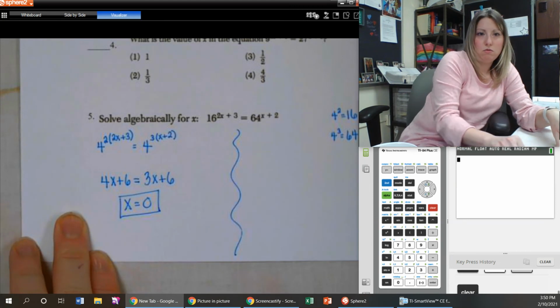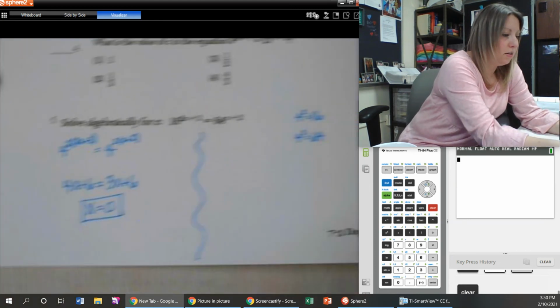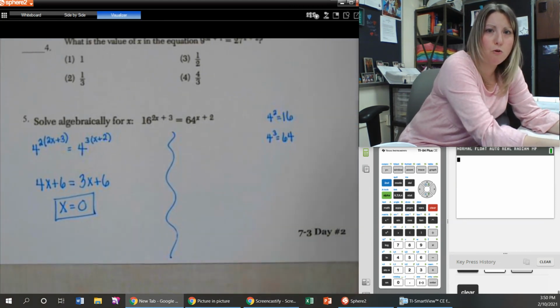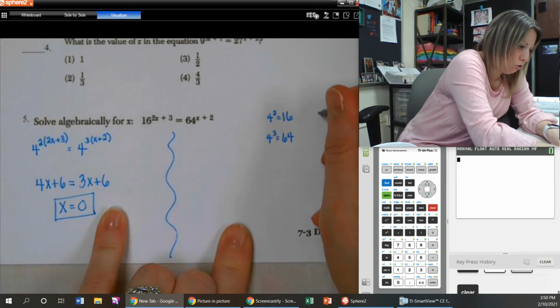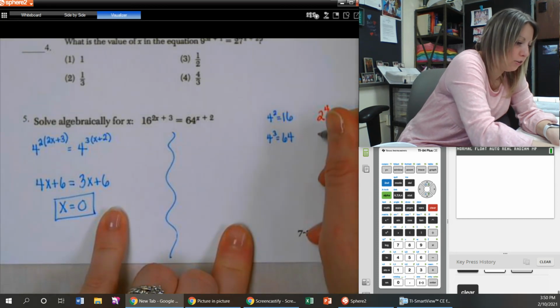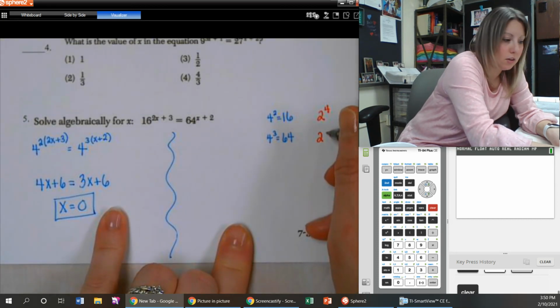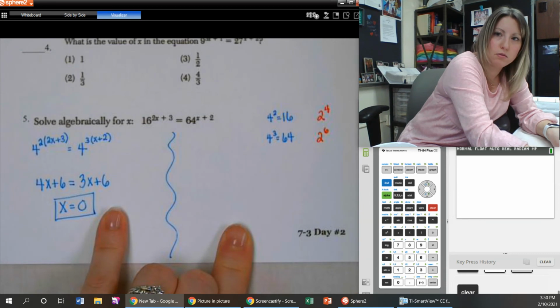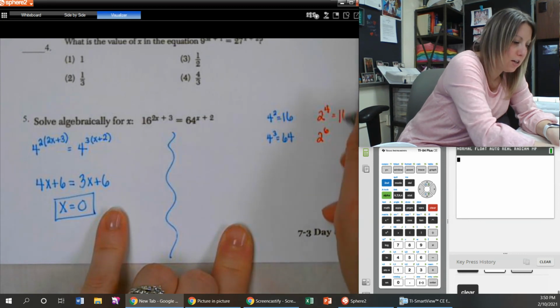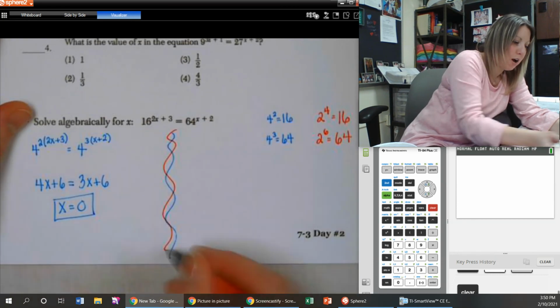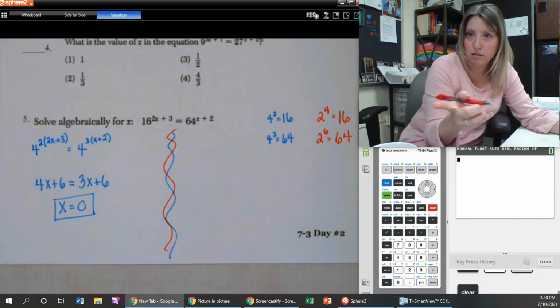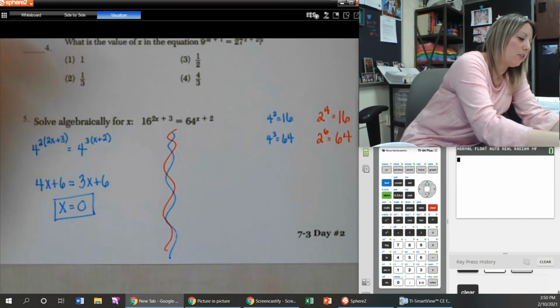Some of you, when I started thinking about 4 to the second power and 4 to the third power, might have been saying 2 to the fourth power and 2 to the sixth power. Because 2 to the fourth is 16 and 2 to the sixth is 64. So could I have also done this problem using 2 as my common base? You betcha. So that's why I have this over here.